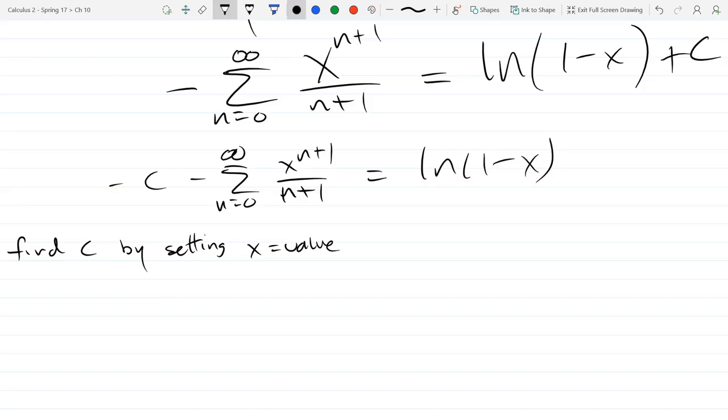So by setting x equal to a value in the domain, it would work for any x value that was defined on both sides. So either the domain of the function on the right or in the interval of convergence of the series on the left. So I have to make sure my x works on both sides.